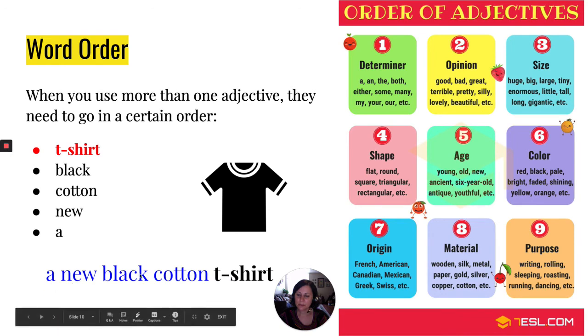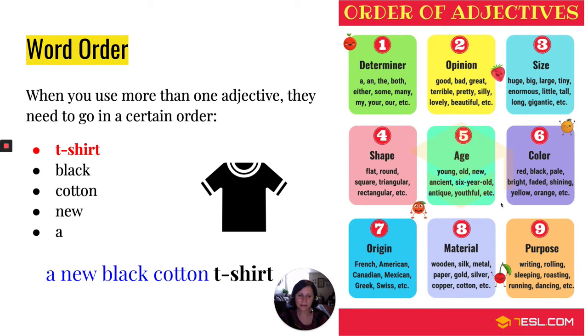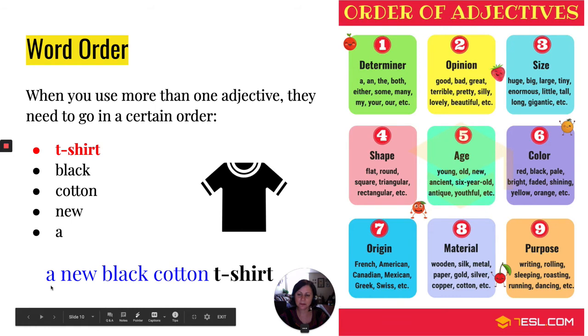A new black cotton t-shirt. The determiner goes first, then new, that's the age. After that, the color, black, and then the material, cotton. And then finally you have your noun. So you would say a new black cotton t-shirt.